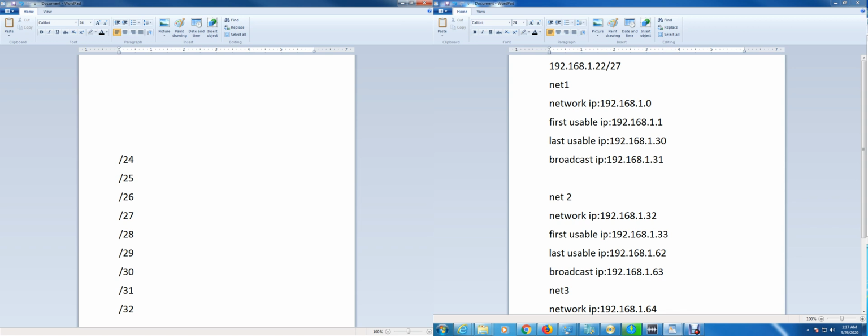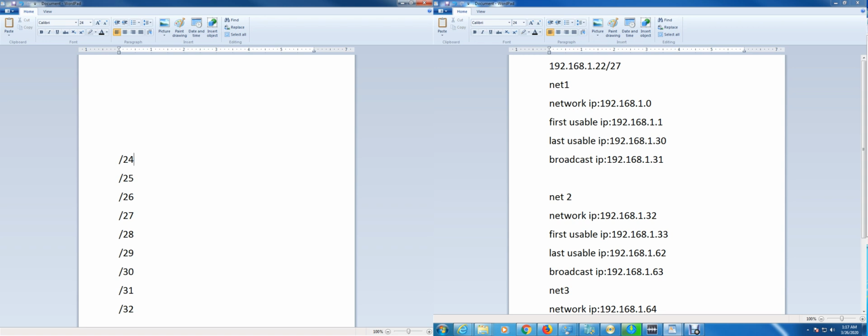So right here is my net 1. Network IP is 192.168.1.0. That's where you start off always, with a 0. Your first usable is .1, 192.168.1.1. Your last is 192.168.1.30. And your broadcast is 192.168.1.31.